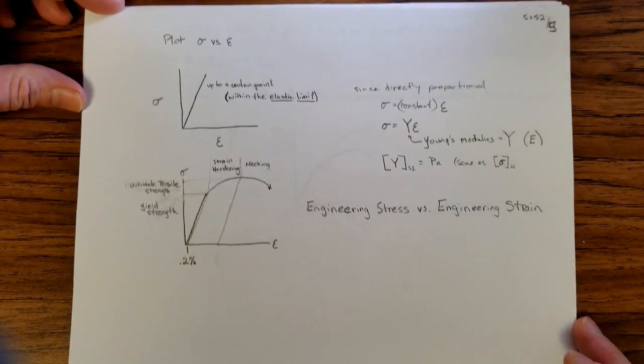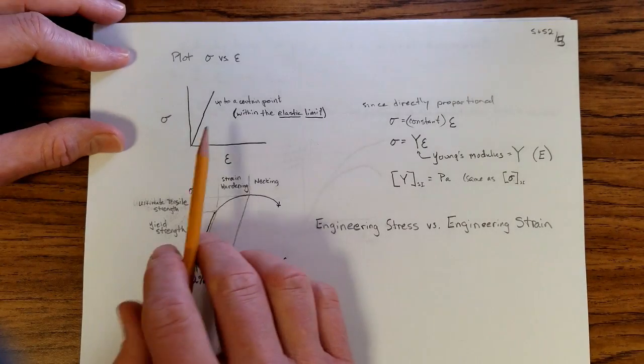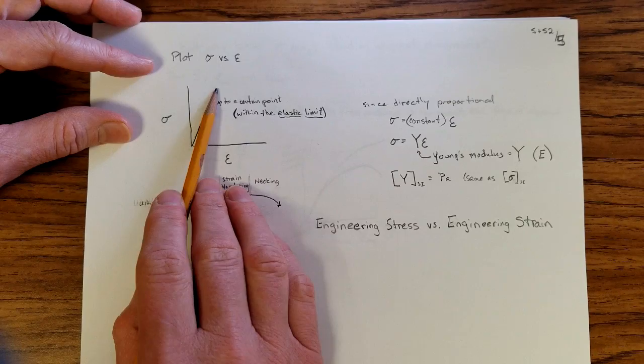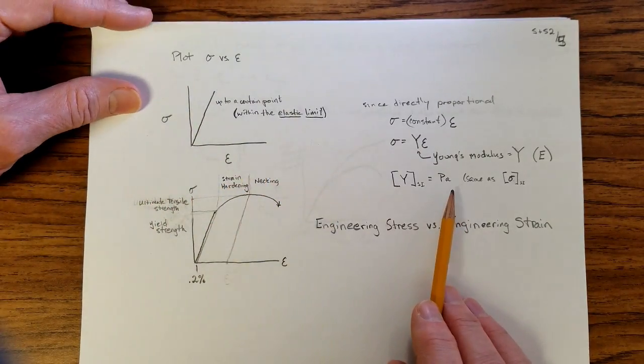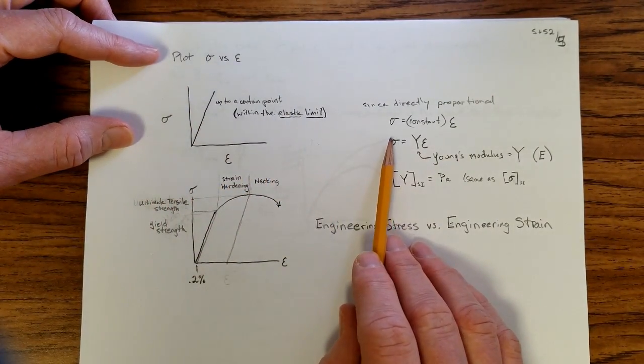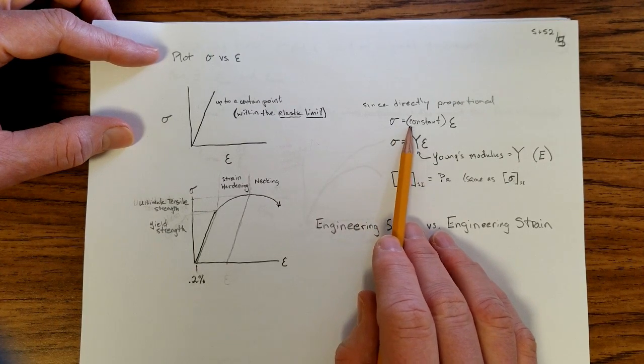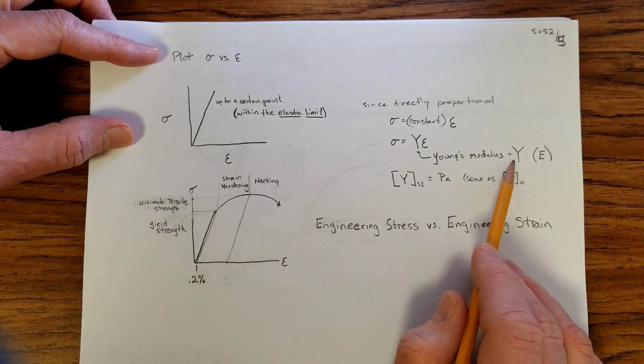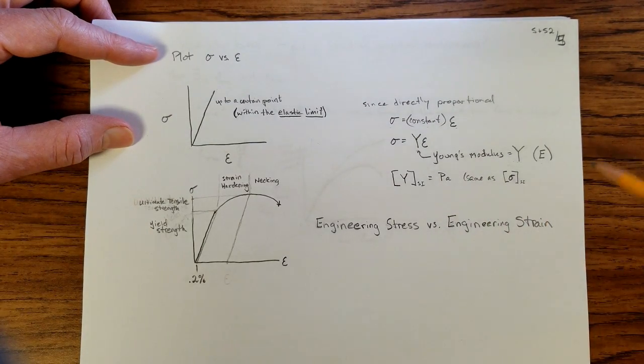So if we plotted stress versus strain, then it should be a straight line up to a certain point within the elastic limit as mentioned earlier. Since it's directly proportional, then sigma is equal to some constant times the strain, and that constant is known as Young's modulus. It's also sometimes referred to as the modulus of elasticity.